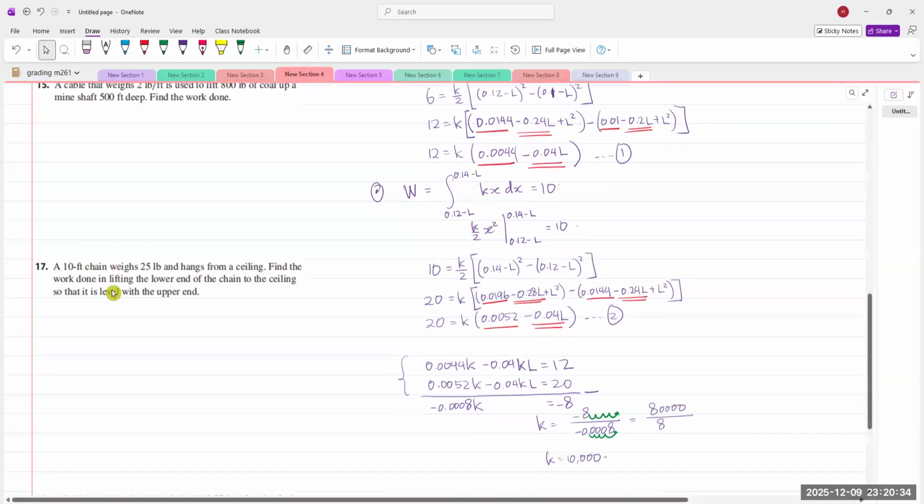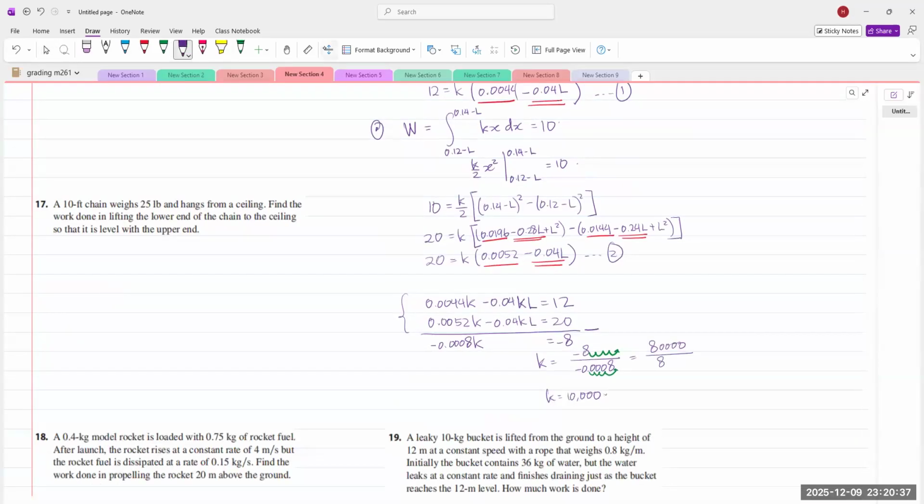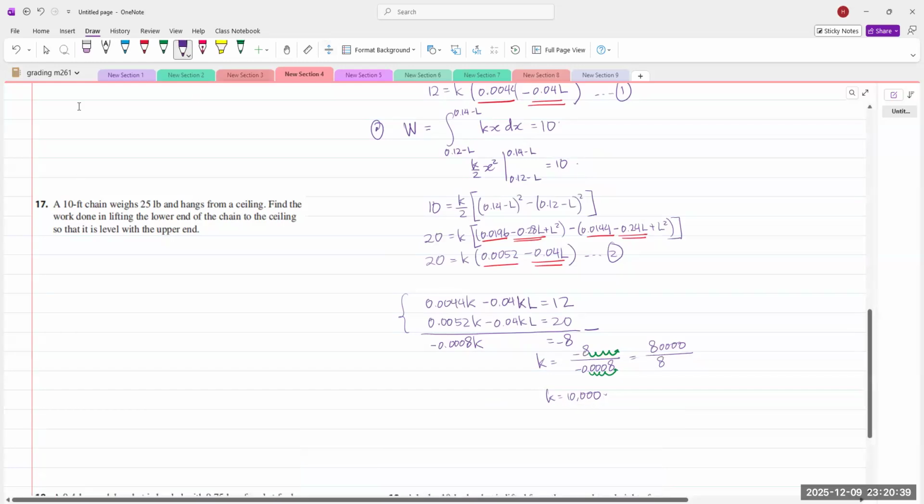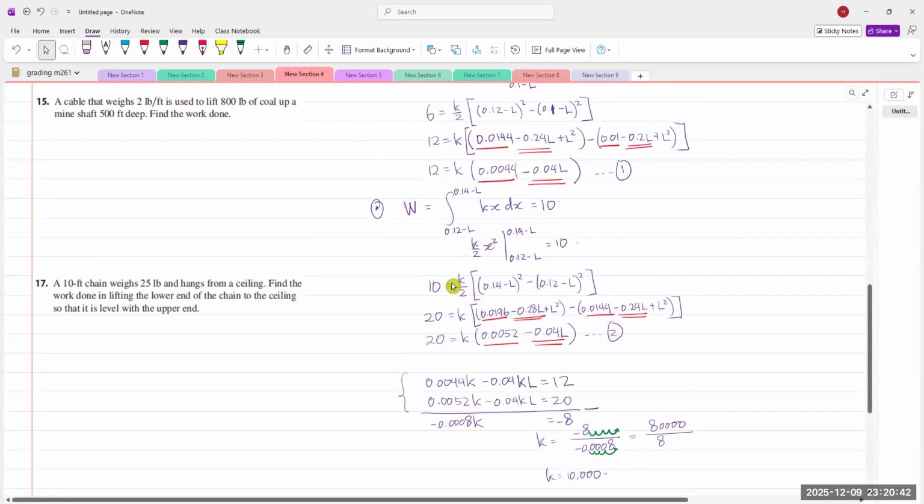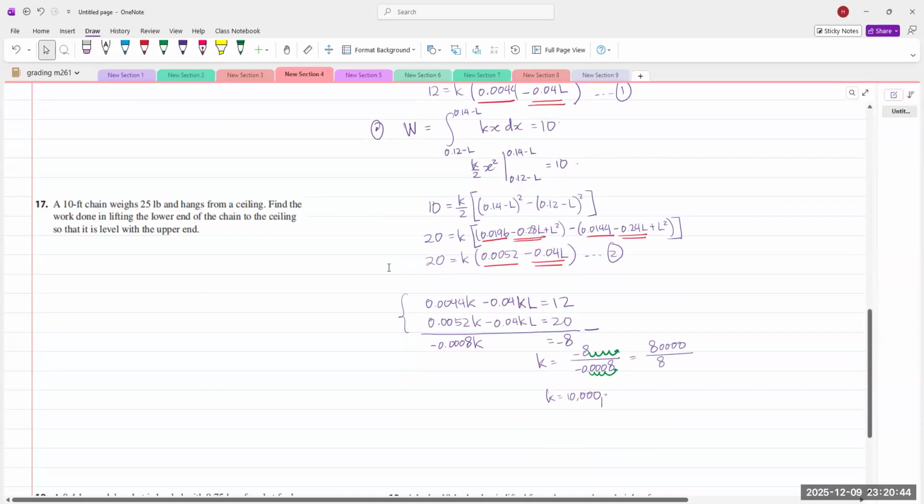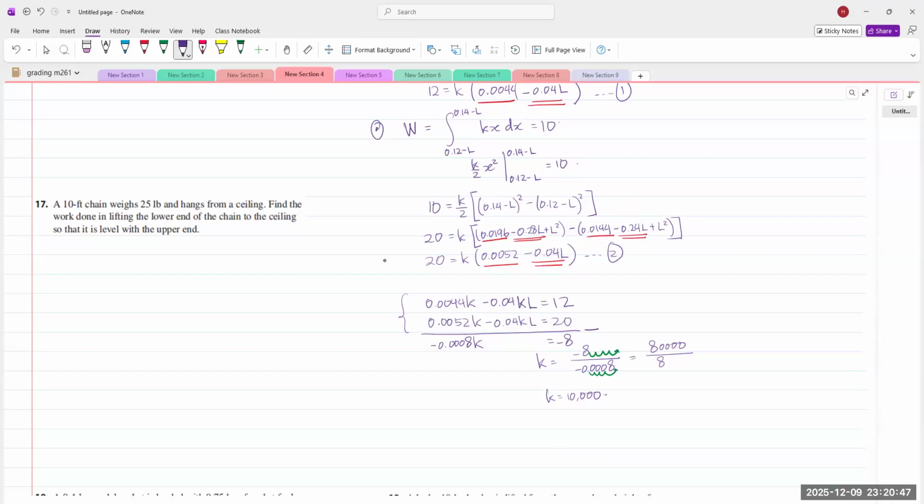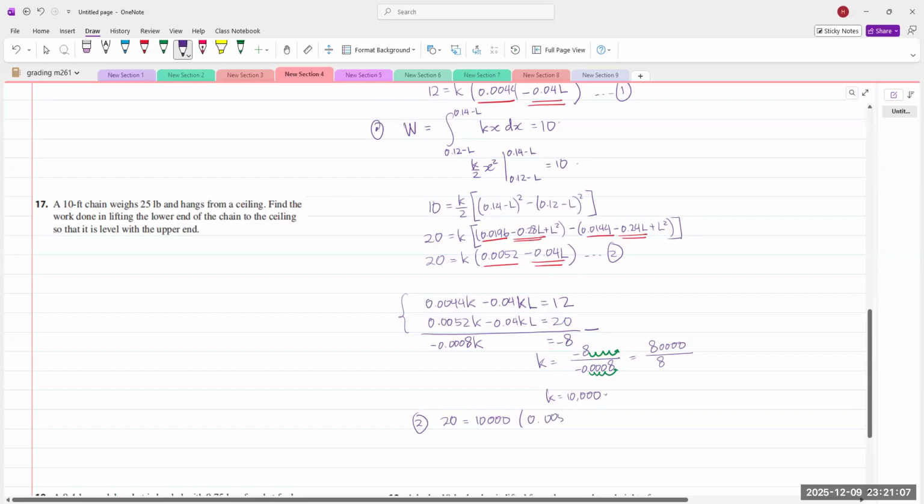Now using that k, I can find the L, which is the natural length. So which one do I want to use? Maybe I use equation 2. 20 equals 10,000 times 0.0052 minus 0.04 L. I can just distribute that. Let me write it down first.